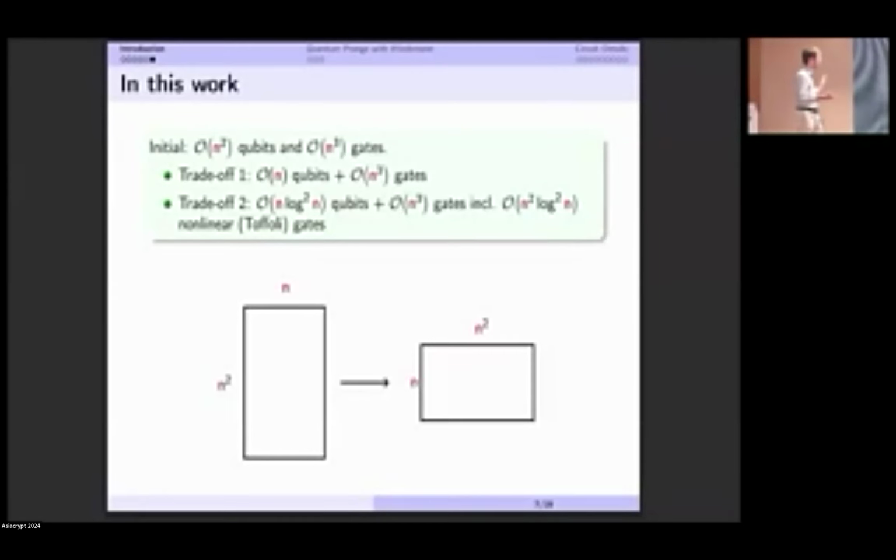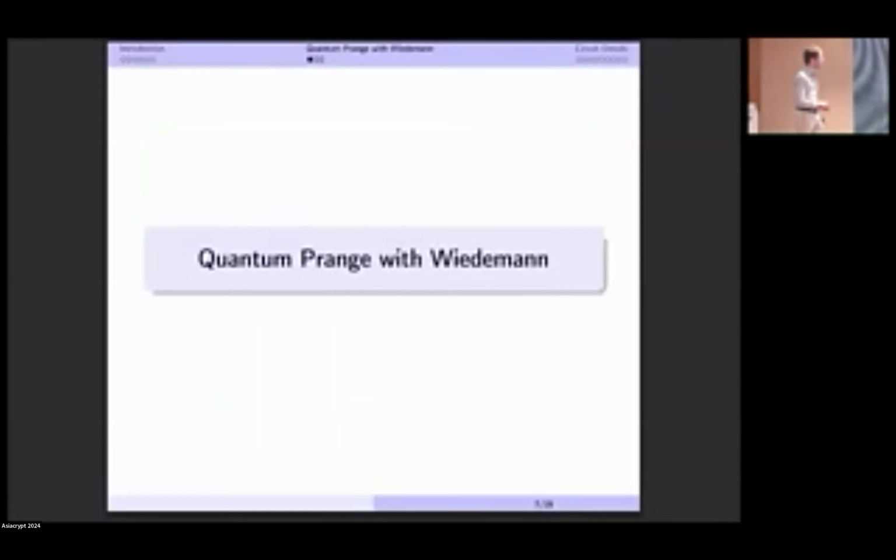And there are also different trade-offs possible, and one of them is also interesting because the space is slightly suboptimal, but you get asymptotically fewer nonlinear operations. And minimizing nonlinear operations is very important in quantum circuits. Okay, so now I can present the main idea. And the main idea is going to take me only 3 slides because it holds in one sentence. This is using Wiedemann's algorithm for inverting the matrix.